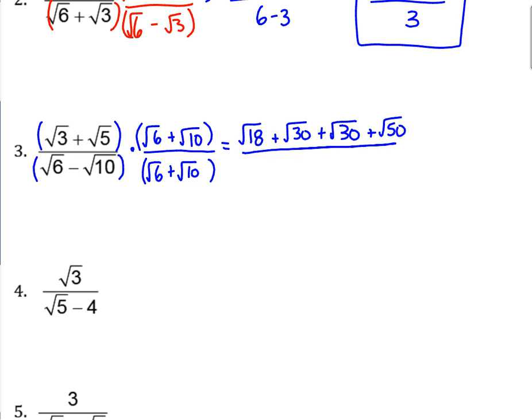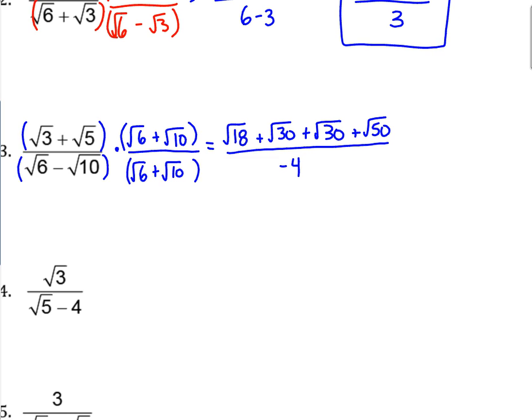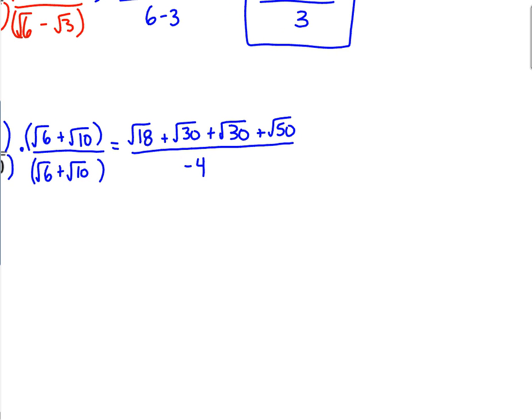All over what? 6 minus 10. If you want, you go straight to negative 4. Is there anything wrong with that? We're going to have to bring the negative up later. We'll do it later at the end. But yes, we're going to have to. Okay, moving on. So what can we do here? Simplify.